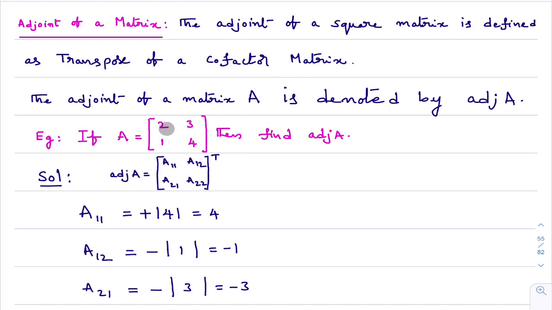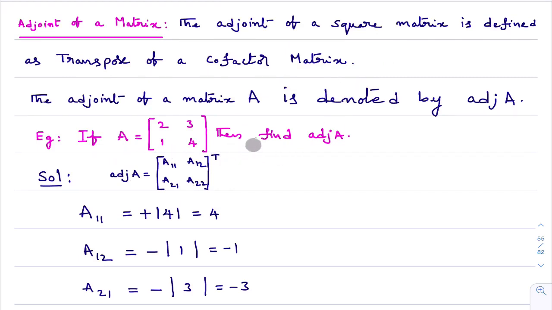We know that this is first row, first column element. Its cofactor is denoted by capital A11. This is first row, second column element. Its cofactor is denoted by capital A12. What happened here? These elements' cofactors I wrote. If I transpose this matrix, transpose of cofactor matrix is called adjoint of A. I hope you got some clarity about this definition now. What is adjoint of a matrix? Adjoint of a matrix is obtained by transposing cofactor matrix.